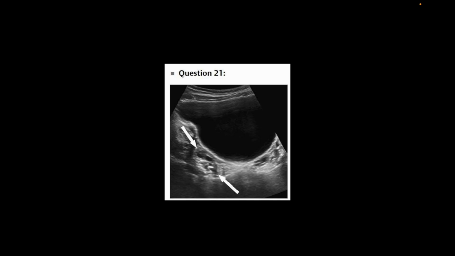This is an ovary. This is what an ovary looks like on a transabdominal ultrasound. You've got these follicles, and then the ovary is this. And you've got the bladder as a nice window.